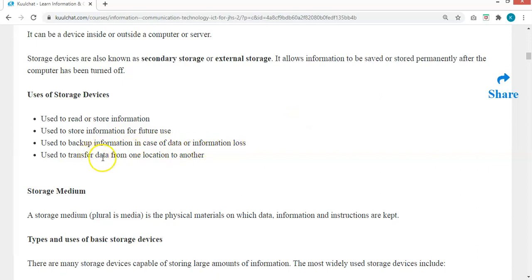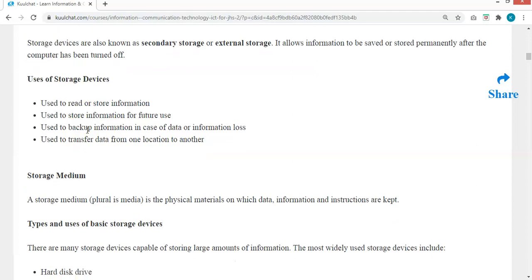Then it is used to transfer data from one location to another. If you have two computers and you want to transfer information from one computer to the other, you can use a storage device. You just transfer from the computer to the storage device, then you transfer from the storage device to the other computer. So it's also used to transfer data from one location to another. It's used to back up data, and it's also used to store information for the future. It's also used to read or store information.